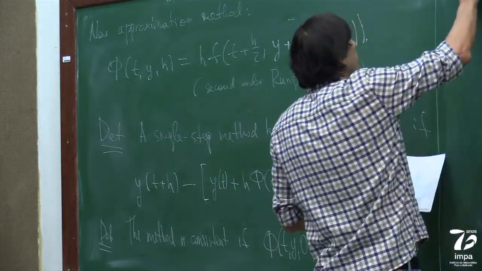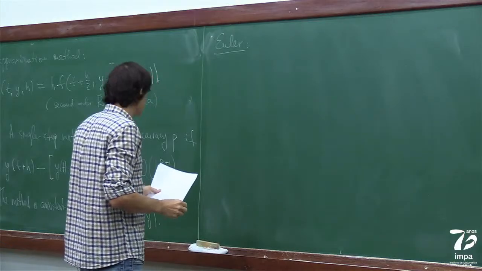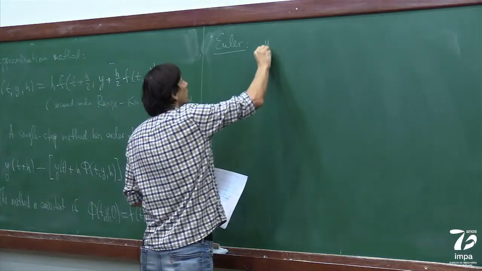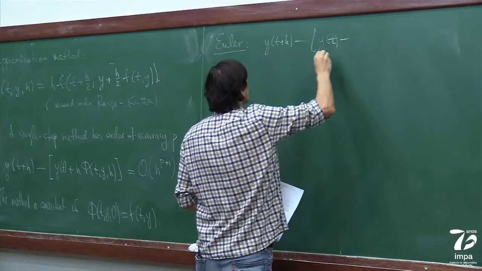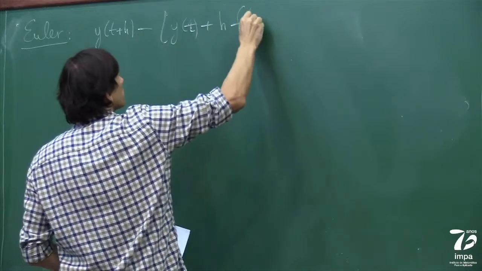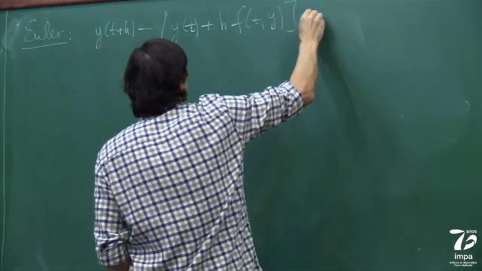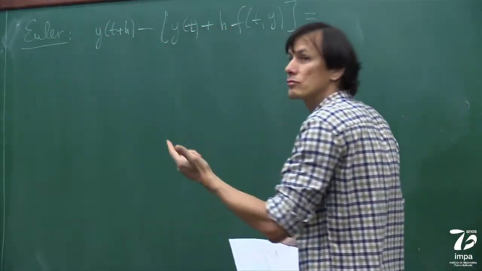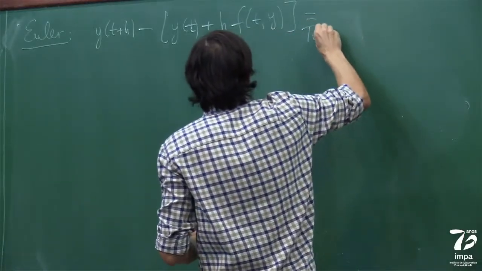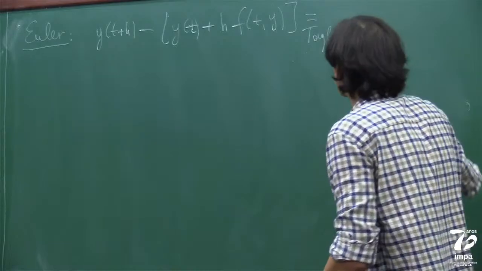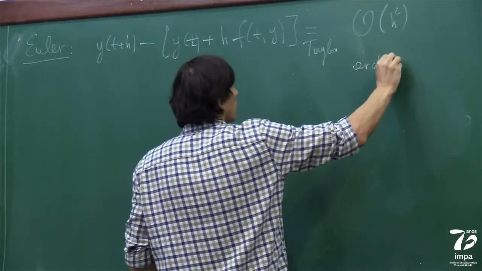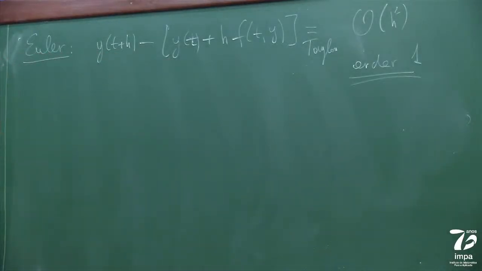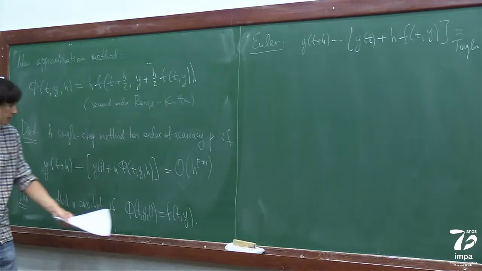So for the Euler method, let's compute this: y(t+h) minus y(t) plus h f(t,y). We use Taylor expansion, the first and second Taylor terms. So the result will be order h squared, so the order is 1. Euler method has order 1. And also it's obviously consistent, because essentially it's already the function.